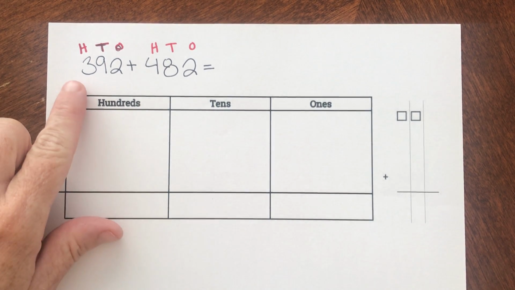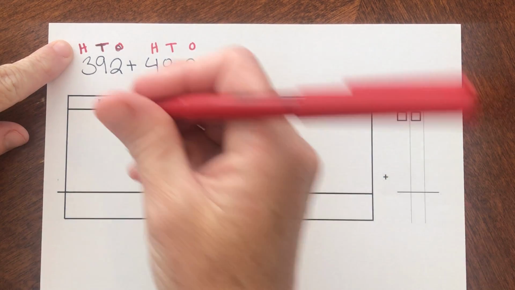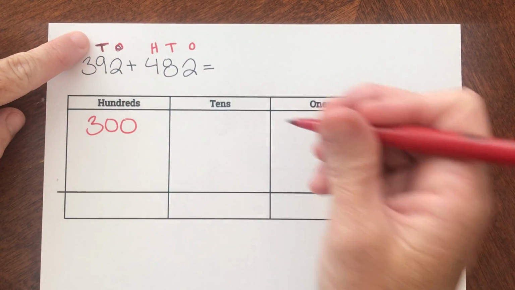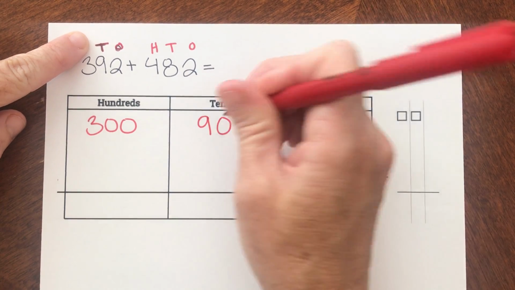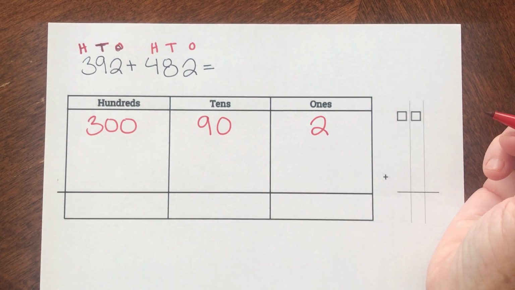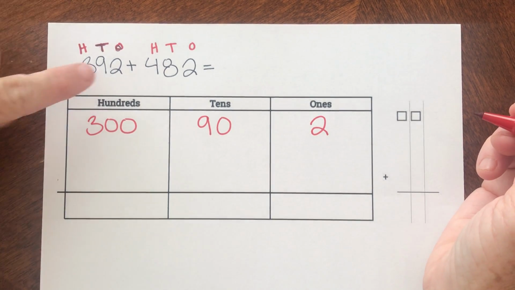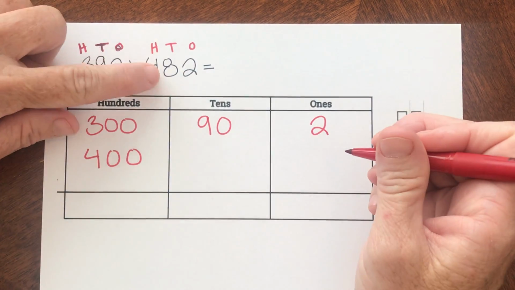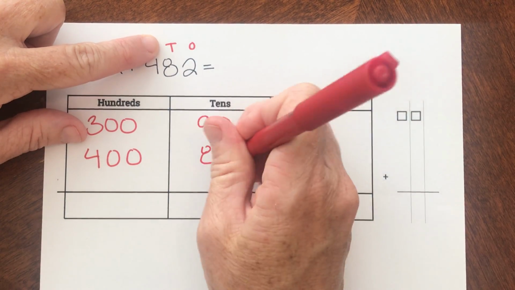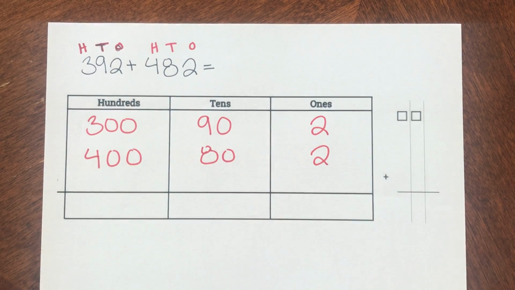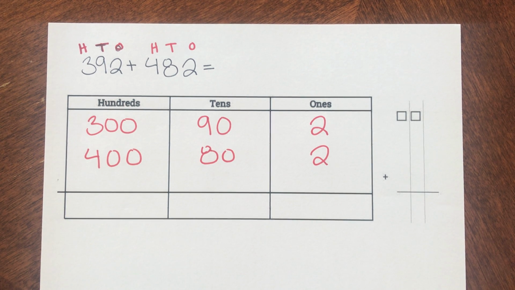Okay, so my first add-in has 3 hundreds. So I'm going to write that here. 3 hundreds, has 9 tens. 9 tens is 90, and has 2 ones. Okay, my second add-in has 4 hundreds, 8 tens, which is 80, and 2 ones. Okay, so now I've done step 1. I've written my numbers in expanded form.